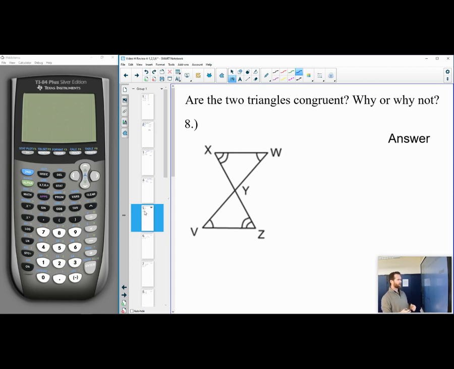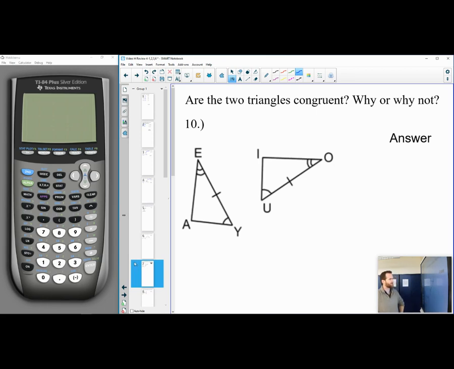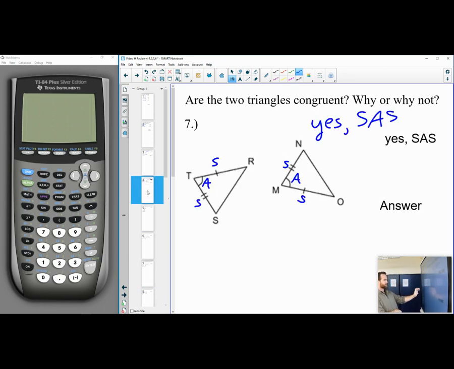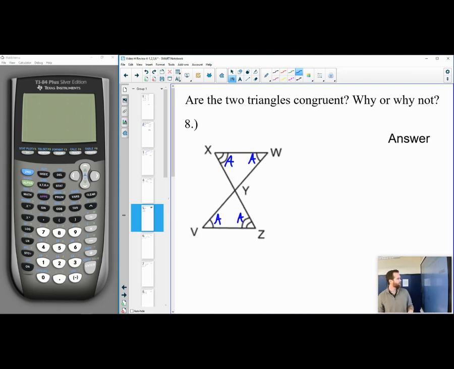No side markings here, at least none given to us. I see a pair of angles that match. I see another pair of angles that match. And that's two pieces of information. That's not enough. We always need three. So this is either, I'm on the wrong one. There we go. So either this is not enough information or there's some markings that we can add in here.